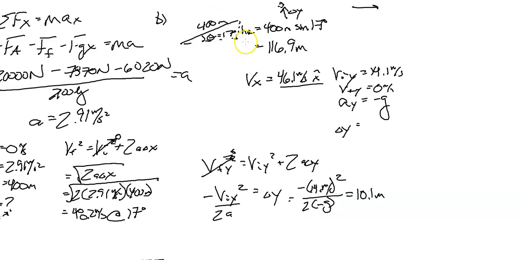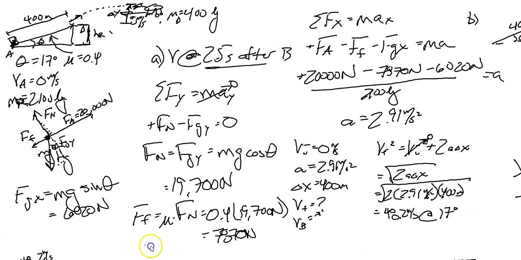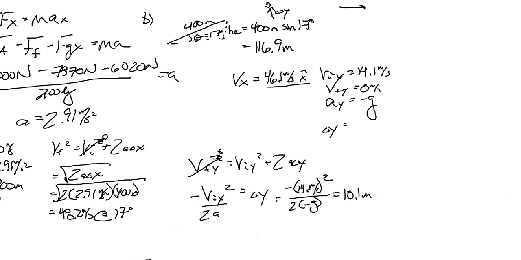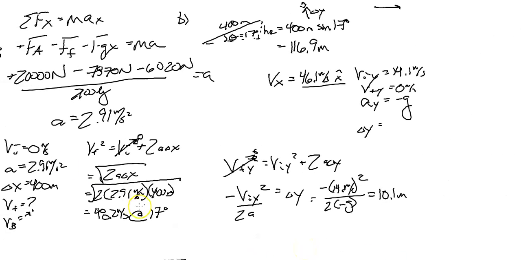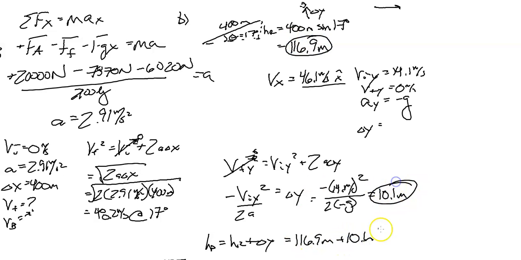But our final answer of how high the rocket is, as you can see over here, is the height of the ramp plus that delta y. Let's come right back over here and go right underneath. The height at the peak is equal to the height of the ramp plus delta y, which is going to be that 116.9 meters that we got from trig, plus the 10.1 meters that we got from 2D motion. Add those up and you get that the total height is 127.04, but let's just go 127 meters.